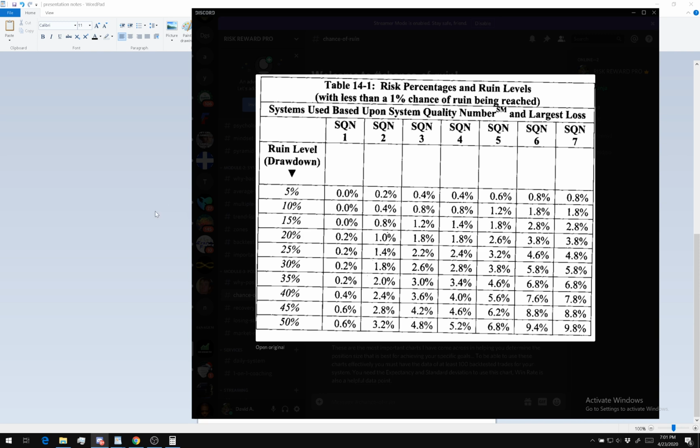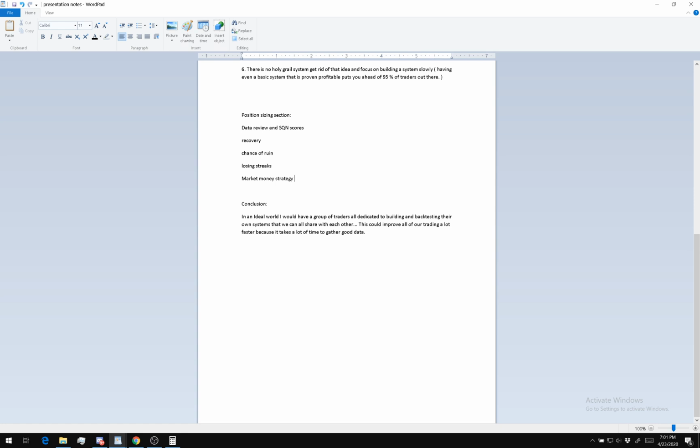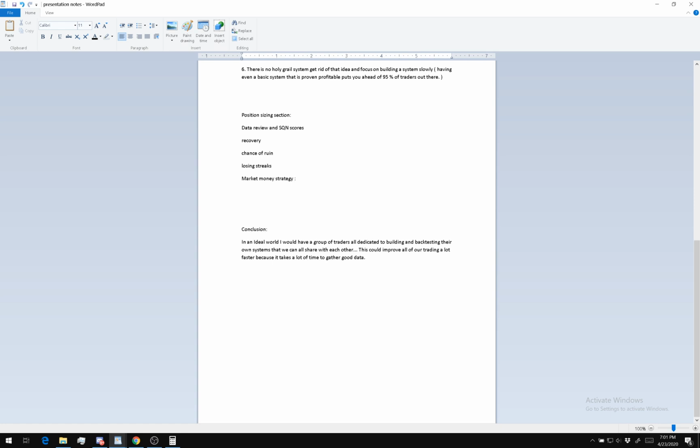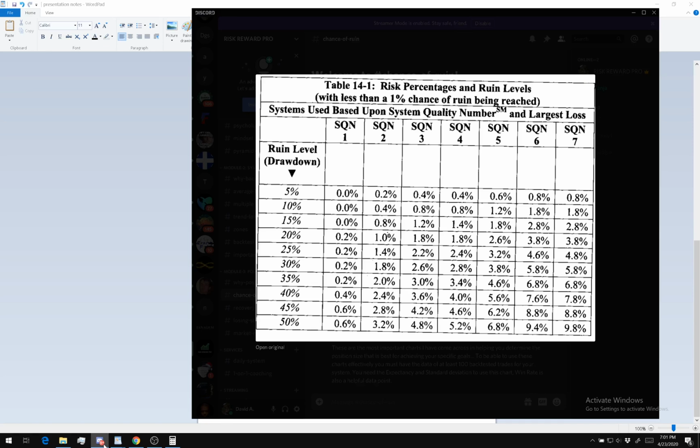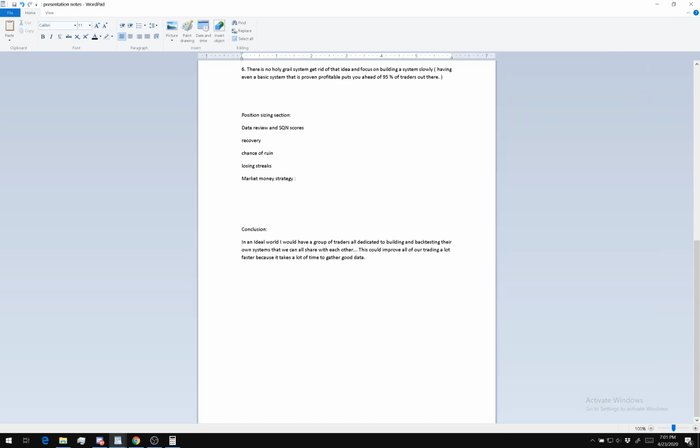You can implement a strategy called markets money strategy, which will protect your starting equity, but risk more of your profits. So let's pretend we had an SQN score of 3, and we don't want to lose more than 15%. So we can risk 1.2% a trade. So let's say we start with 100,000.